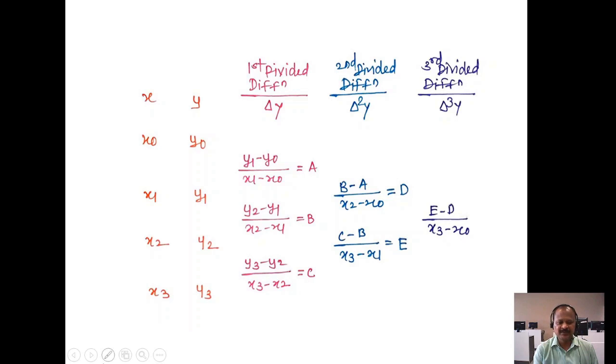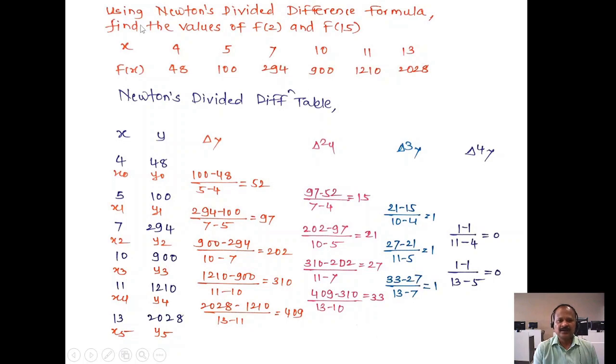Now we will see one example on Newton's divided difference rule. Using Newton's divided difference formula, find the values of f of 2 and f of 15. The table is given, so values of x and values of y are given. y is denoted by f of x. So 4, 48, 5, 100, 7, 294, 10, 900, 11, 1210, 13, 2028. So this table is given, and we have to find the value of f of 2 as well as f of 15.